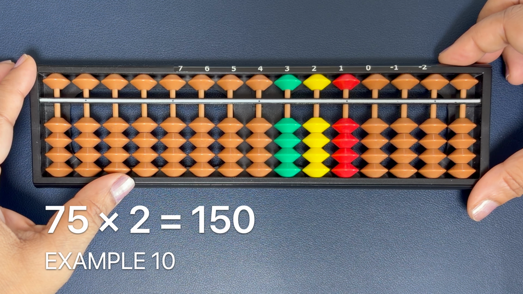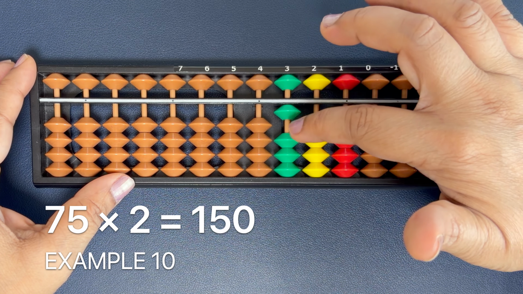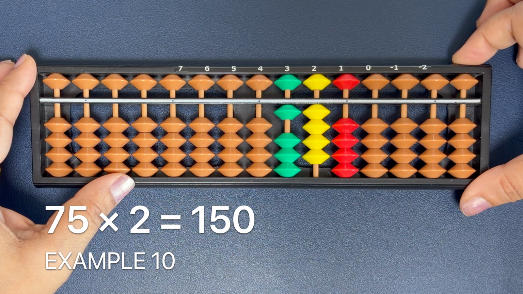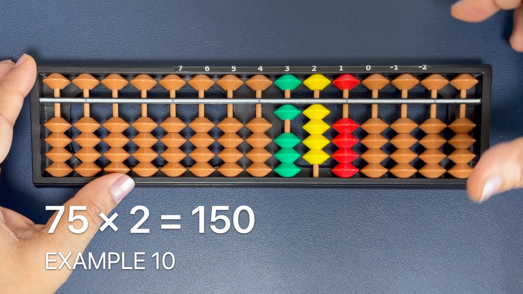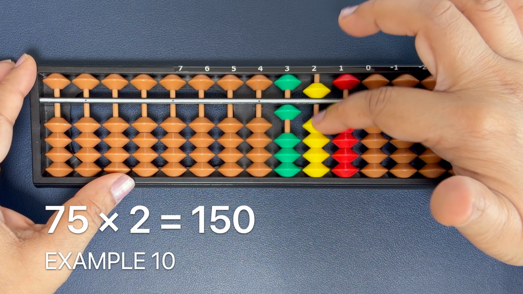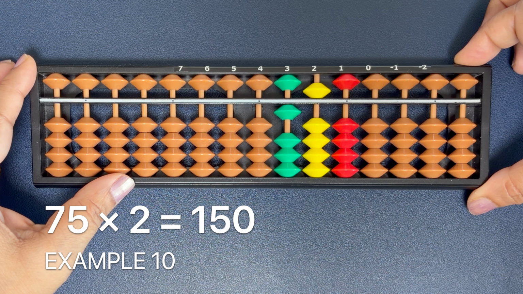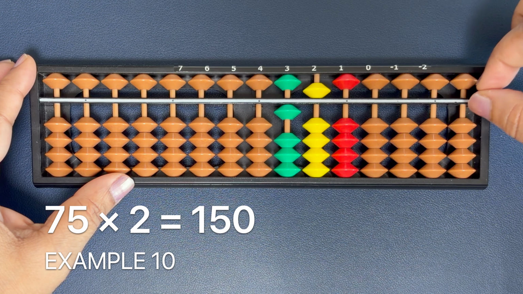75 into 2. First 7 times 2, 14. 5 times 2, 10, add 5, take 4. Answer is 150.